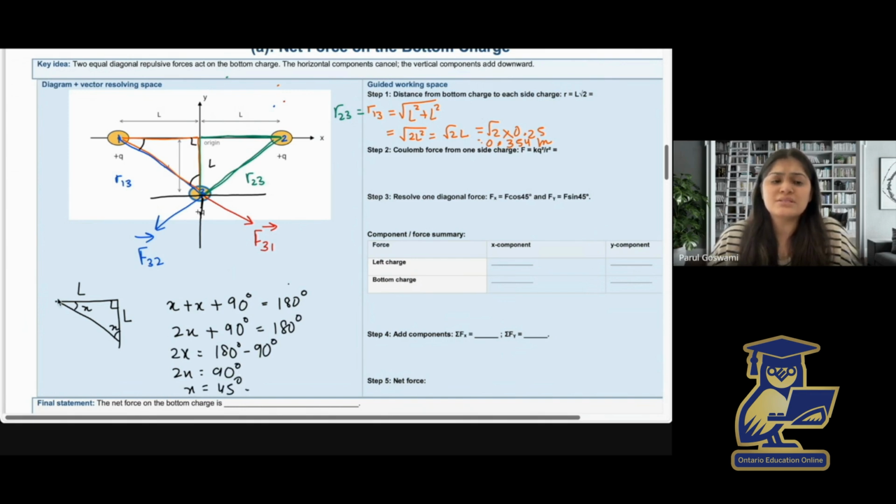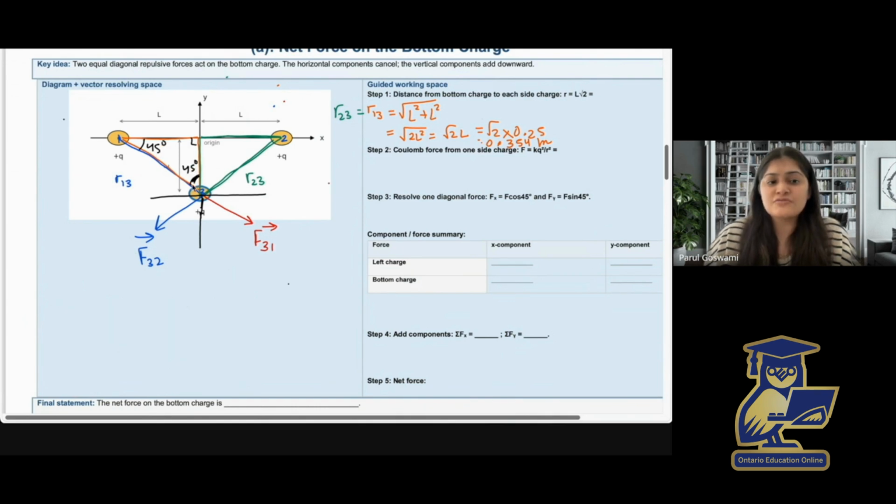Otherwise also it's the simple understanding. If opposite sides are equal and one of the angles is 90 degrees, the other two angles have to be 45 degrees each. So this is 45 degrees and this is also 45 degrees. Now, if this angle is 45 degrees, this angle will also be 45 degrees using vertical opposite angles. So F31 is making 45 degrees with the reference vertical line, and F32 by the same logic will also make 45 degrees with the respective vertical line.